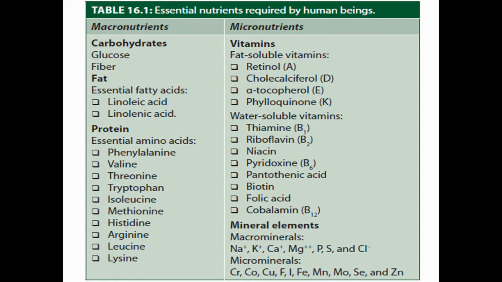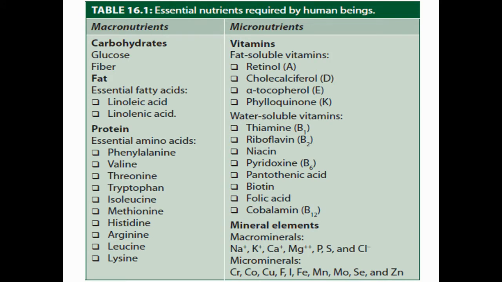So fat soluble vitamins and water soluble vitamins. Fat soluble vitamins are nothing but A, D, E, K. I hope you people are very thorough with these things. And then water soluble vitamins are nothing but B and C. Clear? So B includes thiamine, riboflavin, niacin, pyridoxine, pantothenic acid, biotin, cobalamin, and folic acid.